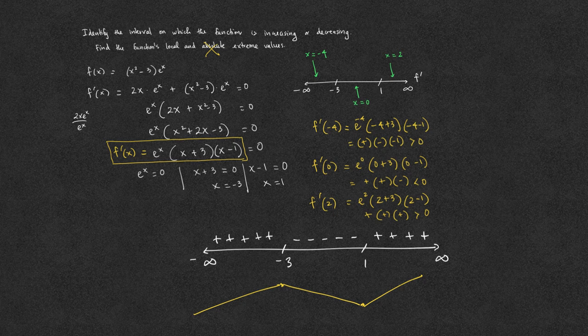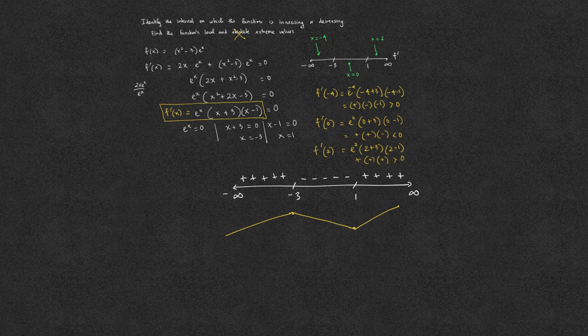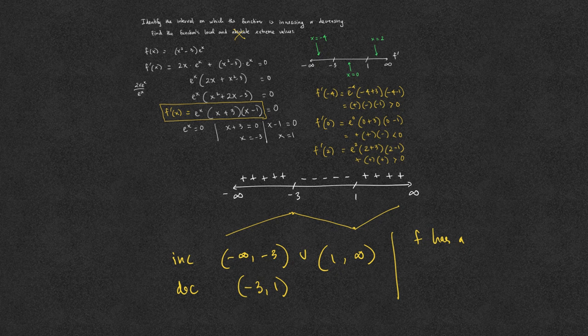We conclude that the function f is increasing on the interval negative infinity to negative 3 union 1 to infinity, and it is decreasing on the interval negative 3 to 1. We use open intervals. Since the function is increasing and then decreasing at x equals negative 3, we say that f has a local maximum at x equals negative 3. f has a local minimum at x equals 1.